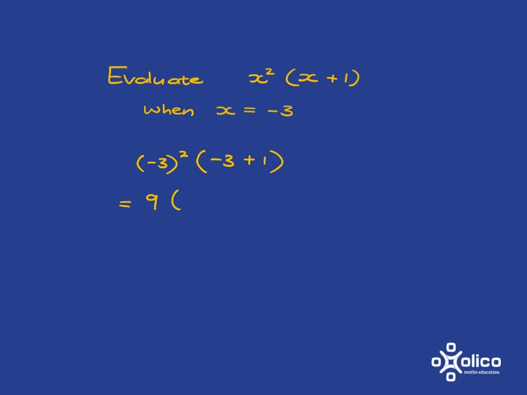And now if you take negative 3 and you add 1, you get negative 2. And remember, when you've just got these two things next to each other, it means multiplication. So 9 multiplied by negative 2 gets me to negative 18.